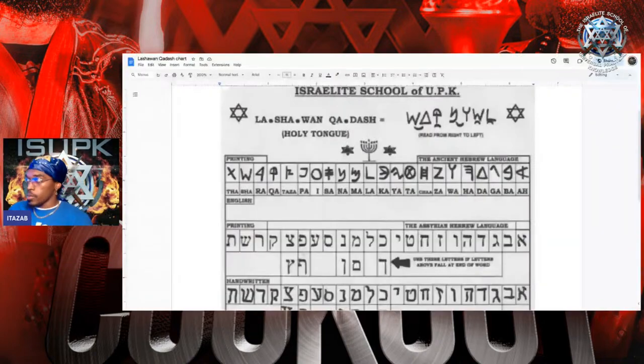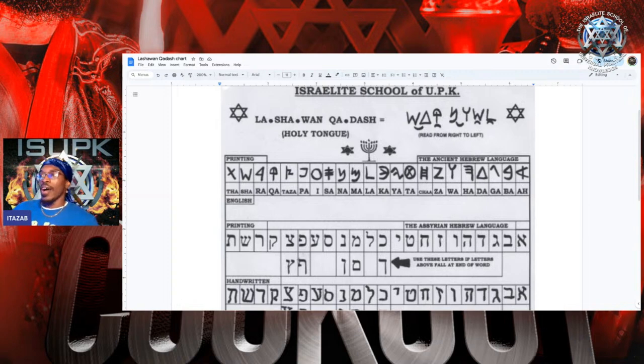Everybody should be able to see the screen. This is the Lashawan Kodash chart, very similar to your ABC chart that you had in elementary, middle school, really throughout all of grade school. This is no different than your ABCs. This is the alphabet of the Lashawan Kodash, and every language has an alphabet. In order to learn that language, you have to know the characters that make it up, so that you can identify the characters and read them.